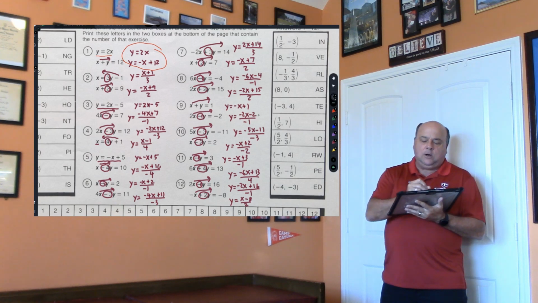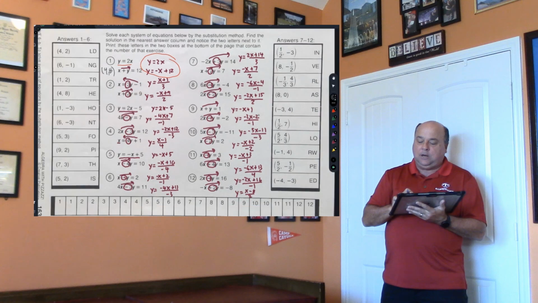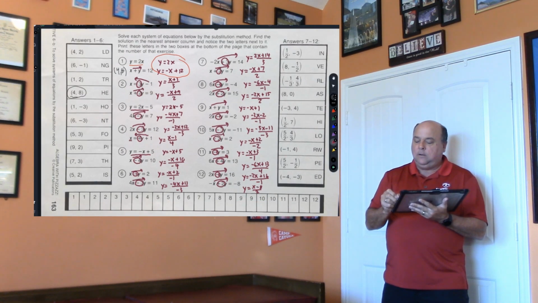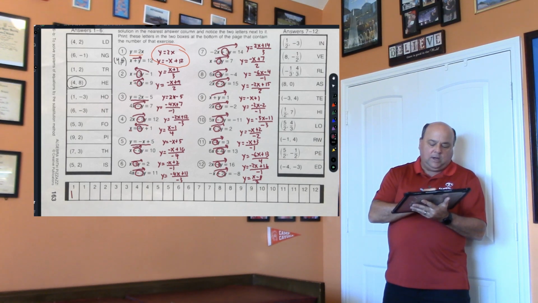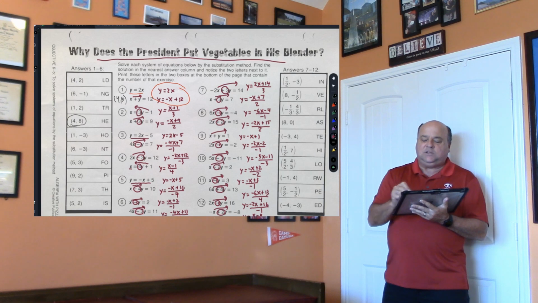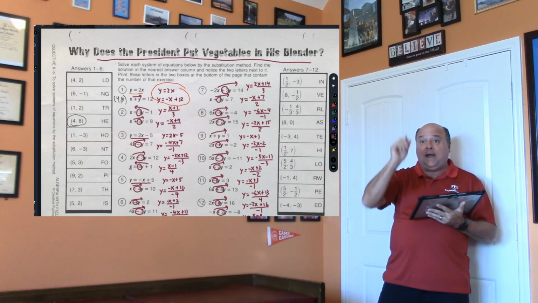So I'm going to go over here. I'm going to write my number 4. I'm going to write down 4, 8. And I'm going to look for 4, 8. It's right here, which is H and E. So number 1 right here will be H and E. And the answer is going to be, why does the president put vegetables in his blender? I don't know. You'll find out, okay?